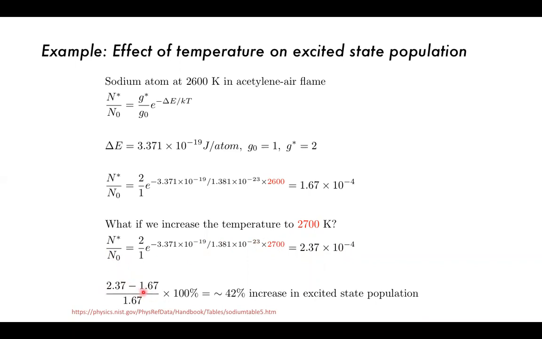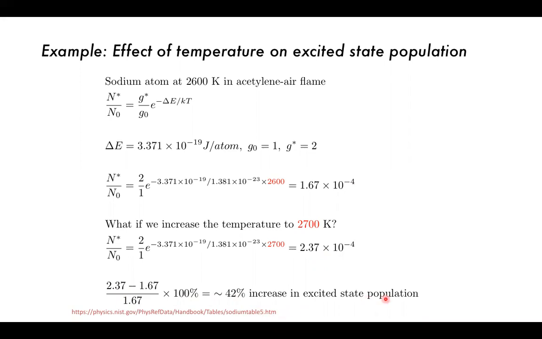So we find out how much of an increase in the excited state population there is based on a 100-degree change in the temperature. So we have here 2.73 minus 1.64. We omitted the times 10 to the minus 4 since they're both the same. Divided by 1.67 times 100% is approximately a 42% increase in the excited state population.